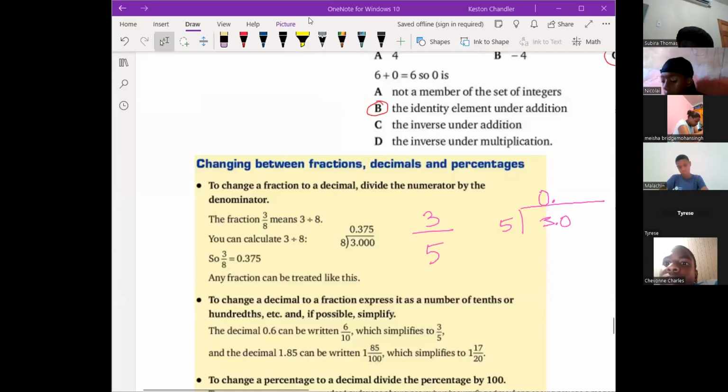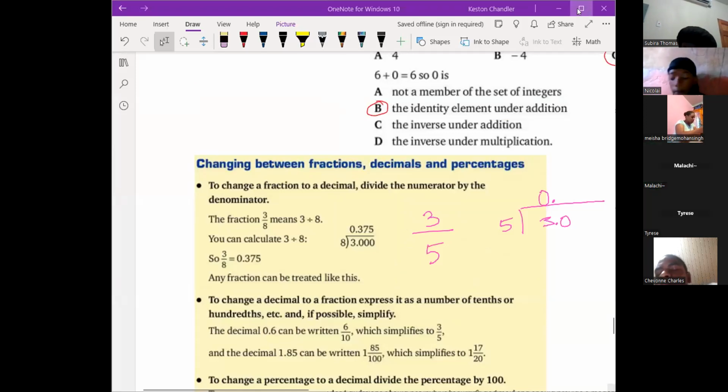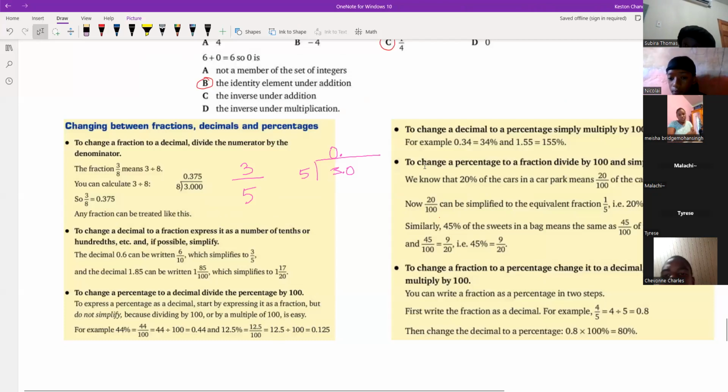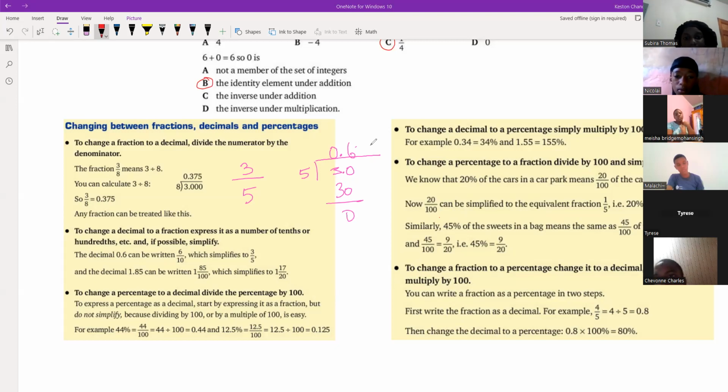All right, so what answer did you get for that? 0.6. 0.6, right? Because 5 into 30 is going to give us 6. And then we do 6 by 5, that's going to give us 30. We subtract that, we get the 0 that we're talking about. Right? Very good. Good job.